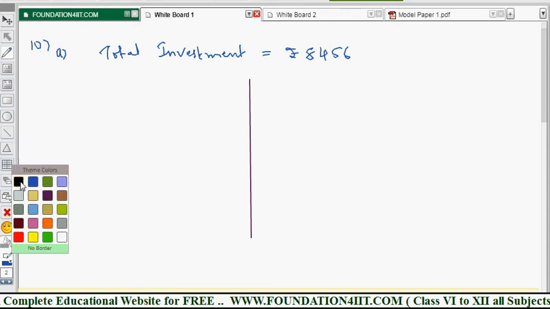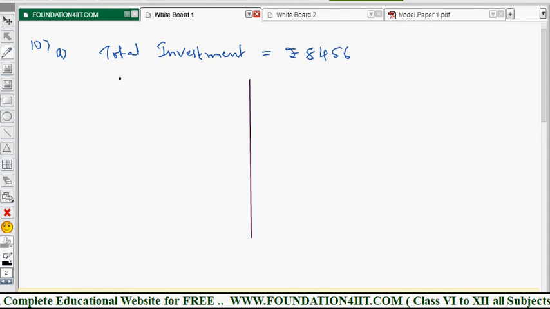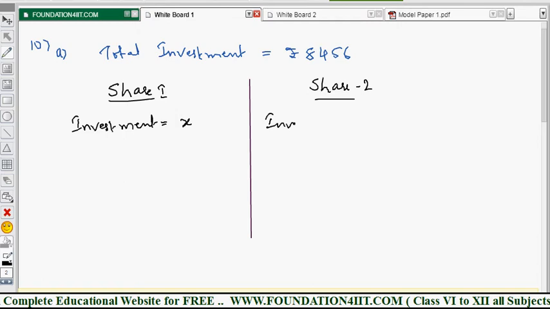So he invested in two shares. We'll solve share 1 and share 2 in this case. Here the investment in share 1 is rupees X. Then in case of share 2, from the total investment you have to subtract the share 1 investment. So the investment here is rupees 8,456 minus X. Okay, this amount.